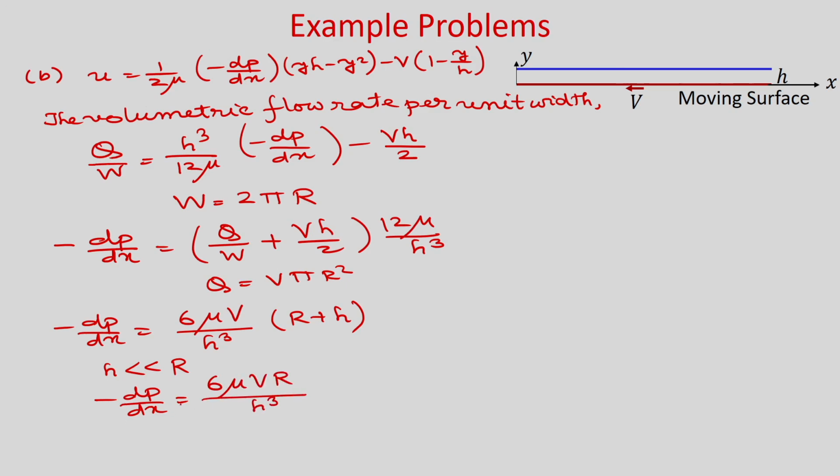So, this we can write as delta p by L, where L is the length of the piston, equal to 6 mu V r by h cube. So, delta p we can write as 6 mu V r L by h cube. Next, let us first calculate the shear stress, then from there we will calculate the total drag force.